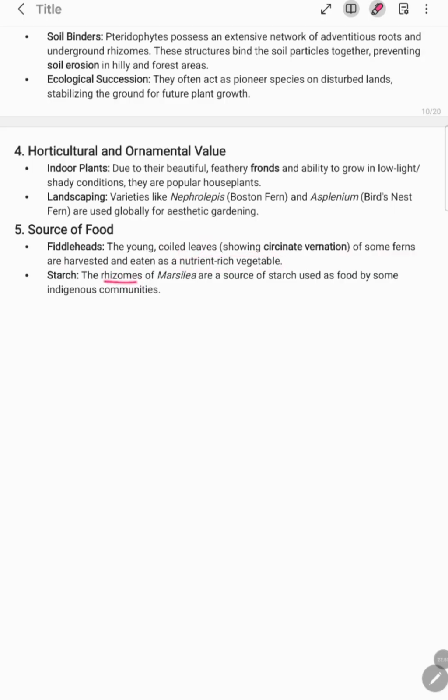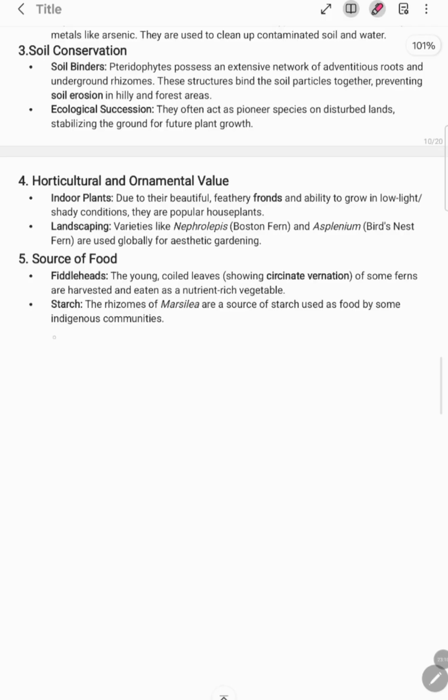Apart from that, rhizome of Marsilea is a source of starch. Okay, it is a good source of starch and it is used as a food by some indigenous communities. Okay, so this was all about pteridophytes that we have discussed.